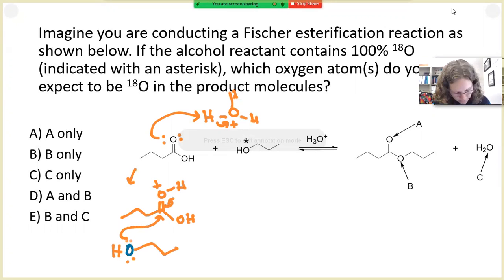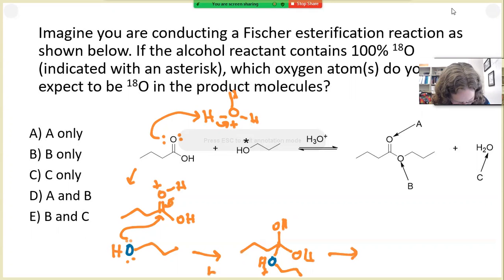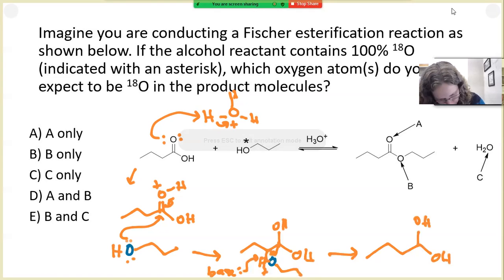We open this up here to make an alcohol. There's the labeled oxygen. And note that here it's got a charge, so we have to neutralize that charge. A base will come in and deprotonate it. And so the neutral intermediate that we form is going to look like so. And I'm going to draw in the blue oxygen like that. So this is our neutral intermediate for the Fischer esterification reaction.